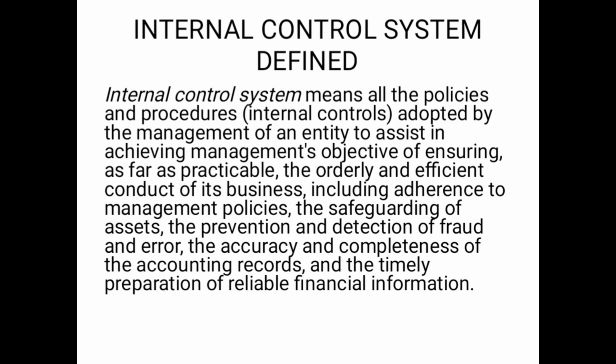Internal control system defined. Internal control system means all the policies and procedures, internal controls, adopted by the management of an entity to assist in achieving management's objective of ensuring, as far as practicable, the orderly and efficient conduct of its business, including adherence to management policies, the safeguarding of assets, the prevention and detection of fraud and error, the accuracy and completeness of accounting records, and the timely preparation of reliable financial information.